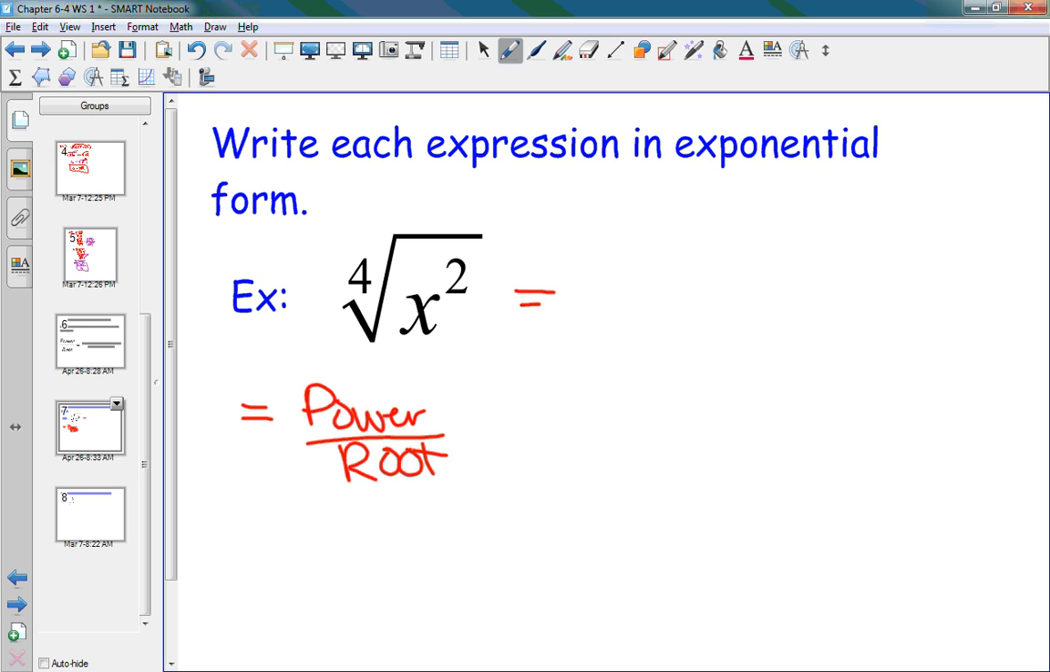Okay? Which means I write down my base, which is x, and what's my power? The 2. What's my root? The 4. What does 2 over 4 reduce down to? 1/2. Done. That's it. We're writing it with a base with a fractional exponent.